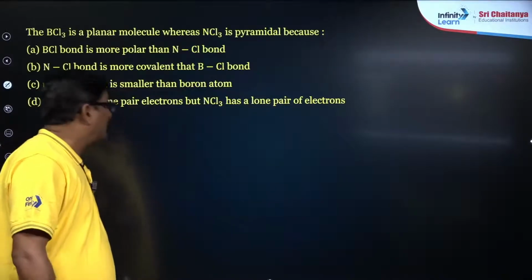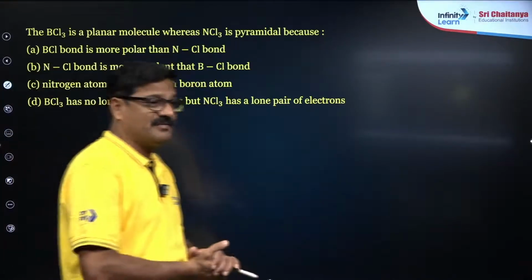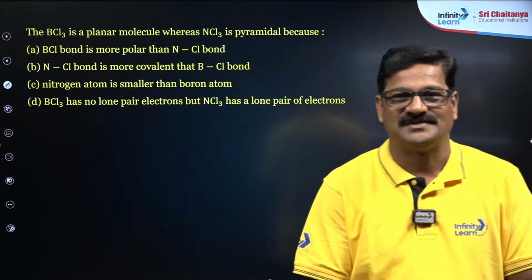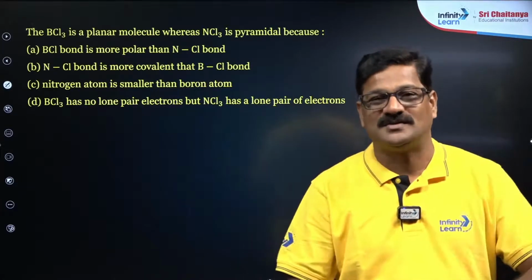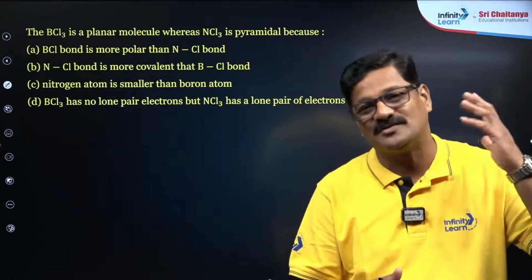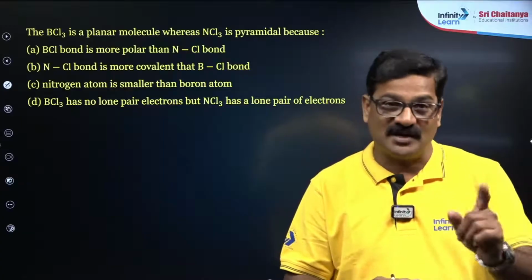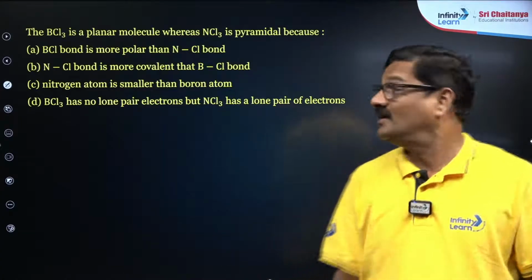BCl3 is a planar molecule and NCl3 is a pyramidal molecule. Why so? You can use VSEPR theory or hybridization, draw the structure, and draw the dipole moment according to the structure.